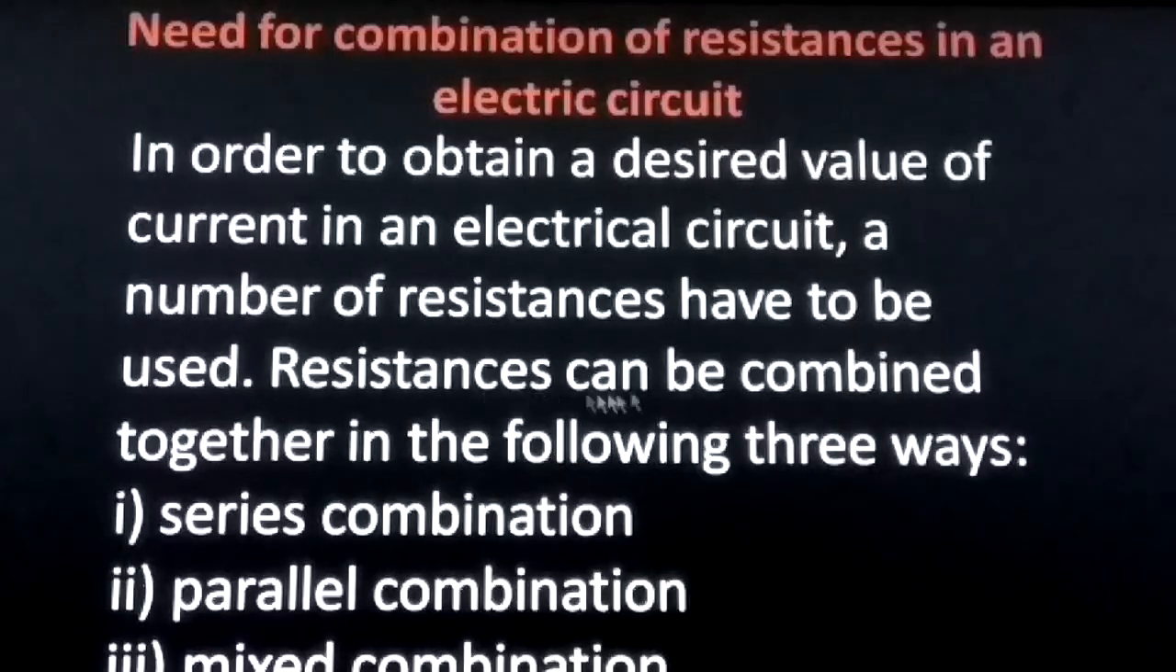Therefore, resistance can be combined together in the following 3 ways, in order to obtain a desired value of current in an electrical circuit.